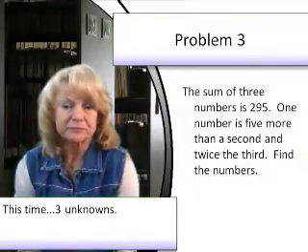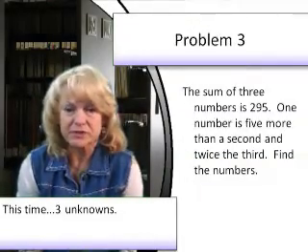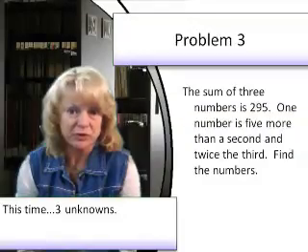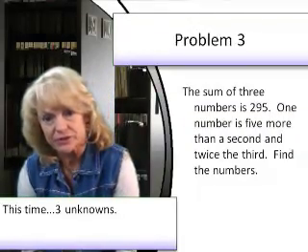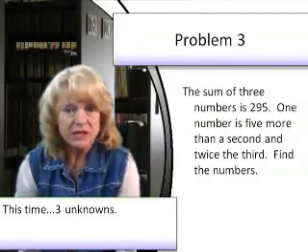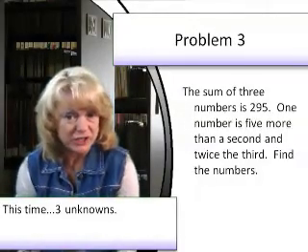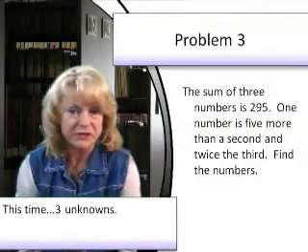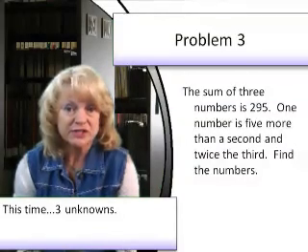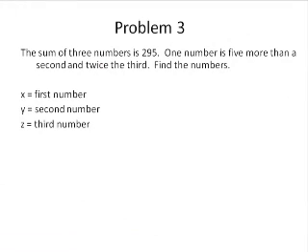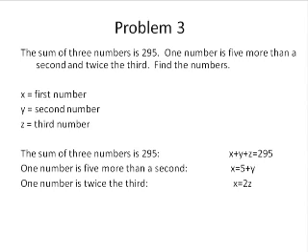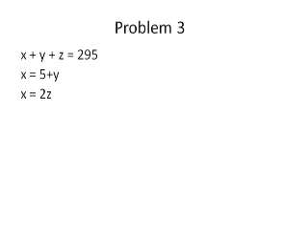Here's our third problem. The sum of three numbers is 295. One number is 5 more than the second and twice the third. Find the numbers. Now read the problem enough times so that you can find the equations necessary to solve for these three unknowns. Let's start by defining our unknowns. We need to pick apart the problem to create the system of three equations to solve for those three unknowns. And here's our system.